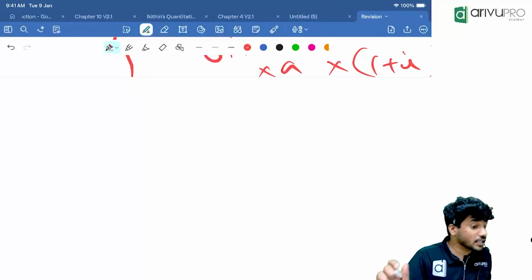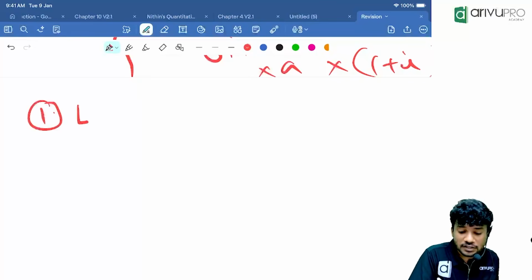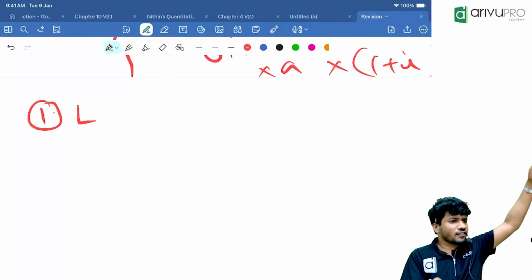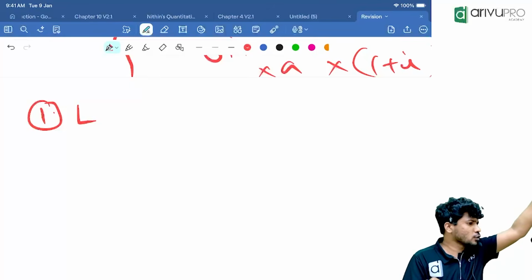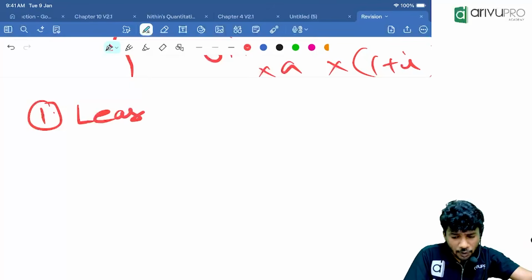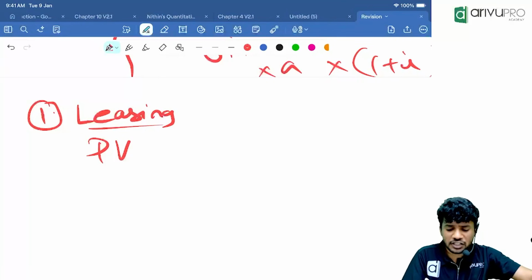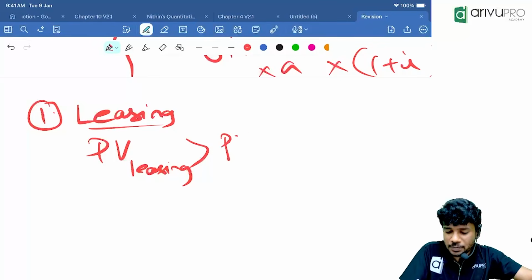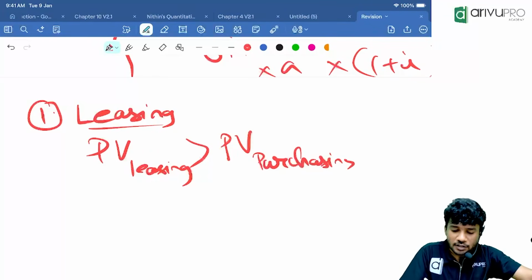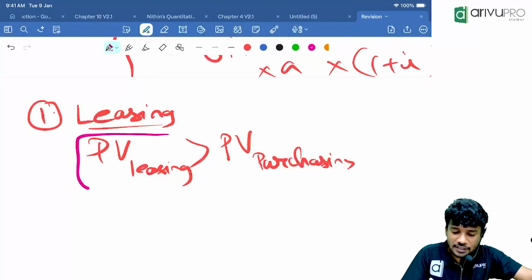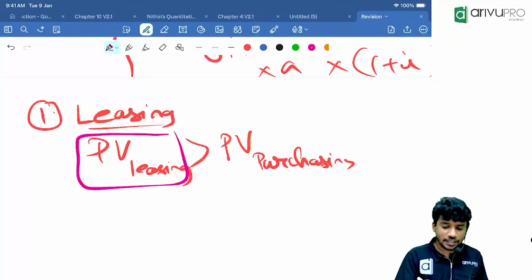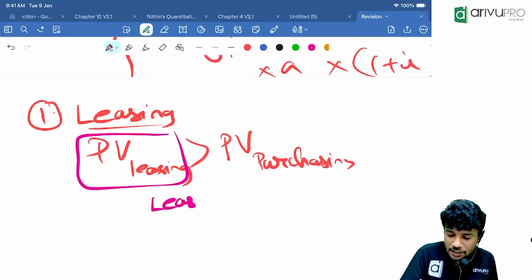What are the applications of annuity? First one we studied, sinking fund. Sinking fund is nothing but we will deal with the future value. But coming to the proper application, first one is leasing. What did I teach you? If PV of leasing is greater than present value of purchasing, what is preferred in this case? We will prefer leasing. Okay, leasing is preferred.